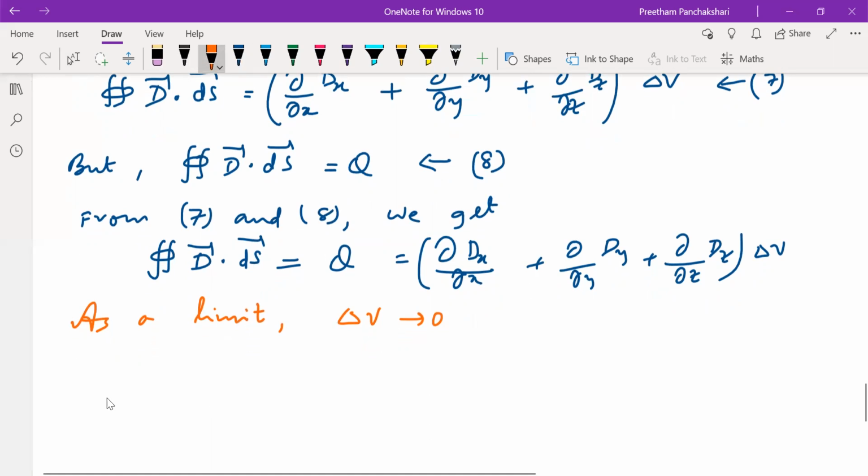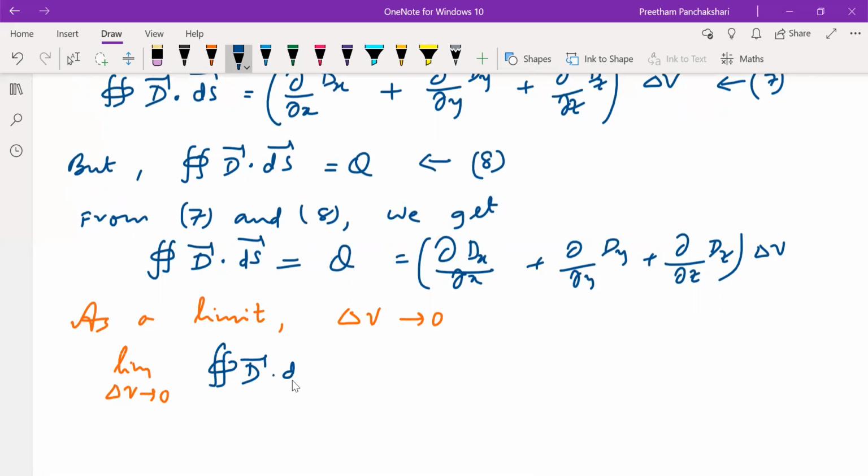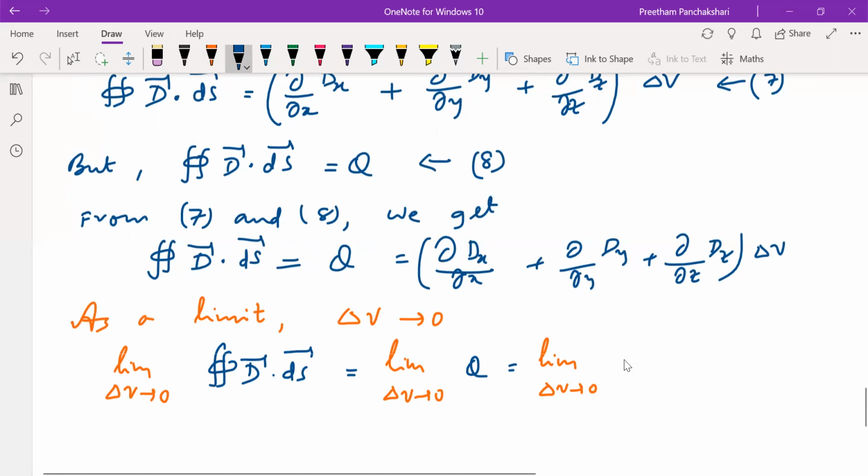Then mathematically, the limit delta v tends to 0, applied to the first term of the previous equation, is equal to the limit also applied to the second term, that is Q, which is equal to the limit delta v tends to 0 for the last term, the three partial derivatives.